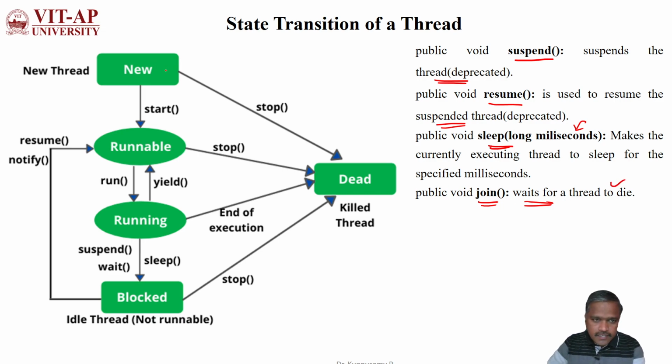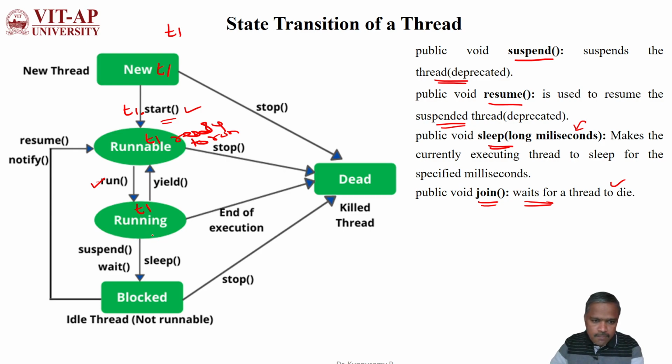Here the state transition says that once T1 is created, it is automatically kept in the new state. Then T1.start is calling the method. Once it is invoked, T1 is kept in the runnable state. That means T1 is ready to run or ready to execute. Then if the CPU is idle, the run method will be invoked by the start method using the thread scheduler. Then the CPU is allocated for T1, which is then in the running mode.